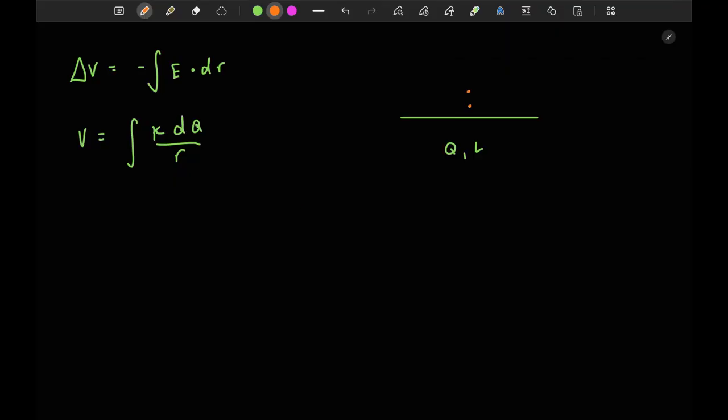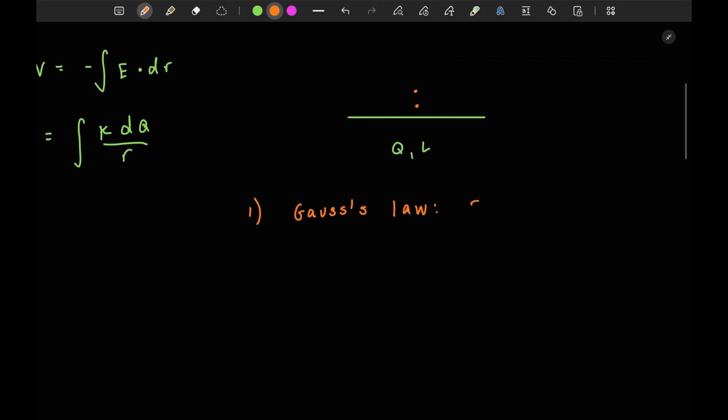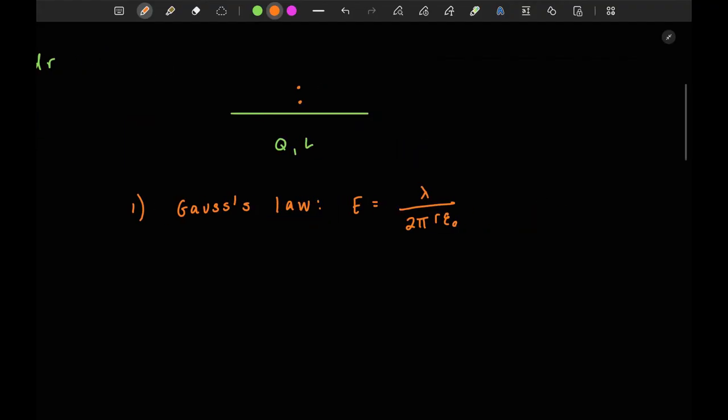Option one, we can compute the electric field using Gauss's law. And if you recall from Gauss's law, for a long wire, our electric field will be equal to lambda over 2 pi r epsilon naught, or Q over 2 pi r L epsilon naught.